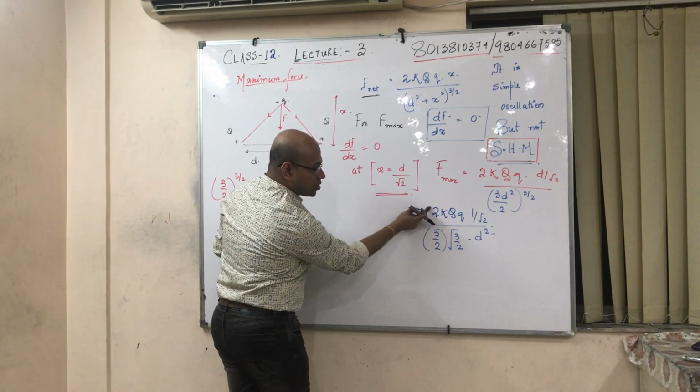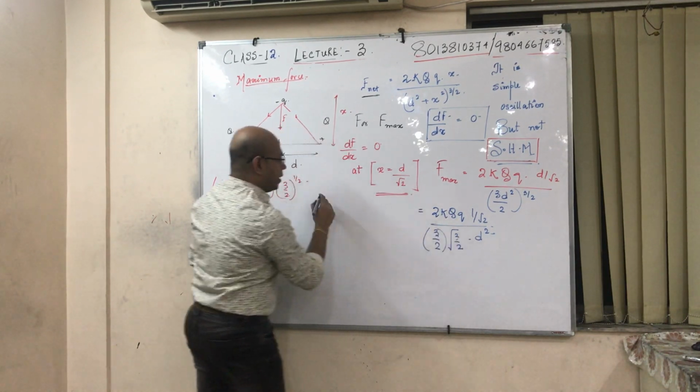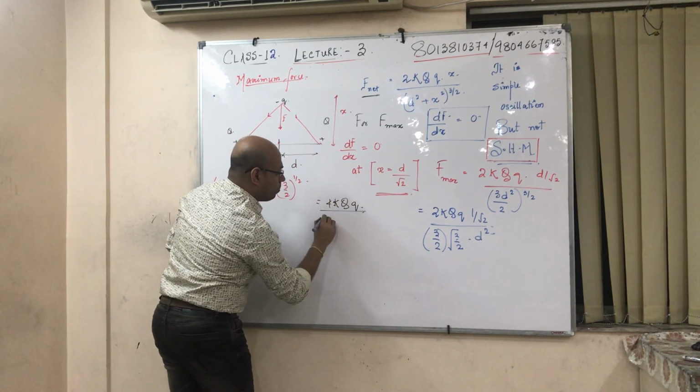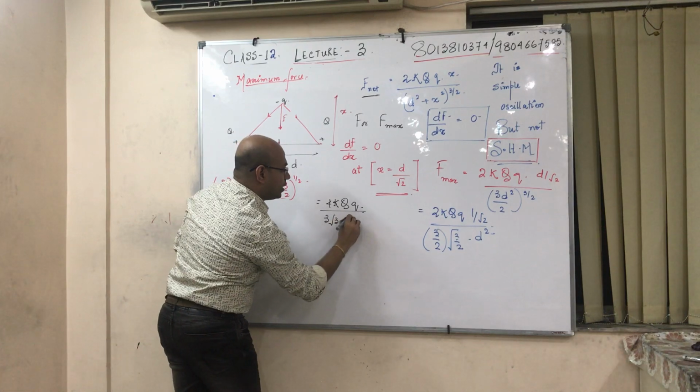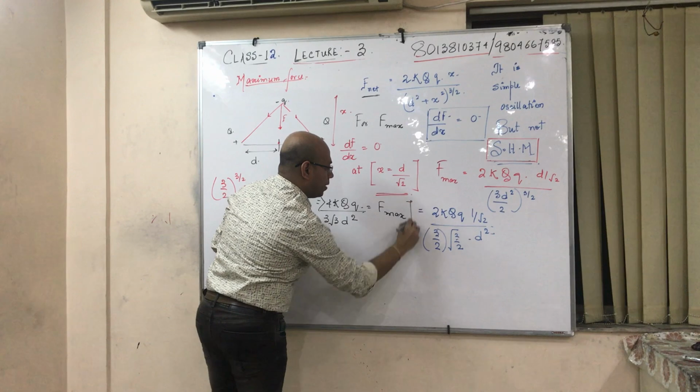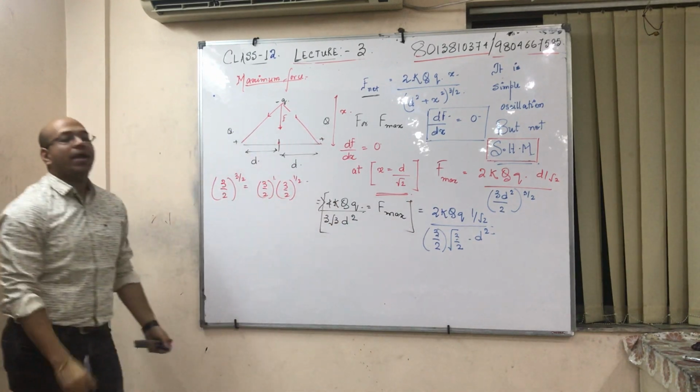So this root 2 goes cancel off. This 2 goes over here as 4 and this 3 root 3. So 4kQq by 3 root 3 into d square. This is F maximum.